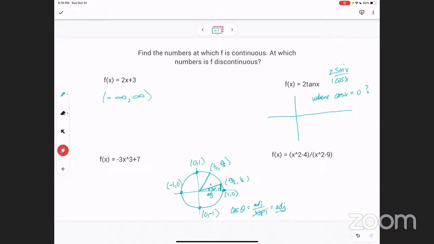And what did I say? Where does the cosine equal 0? Well, which one's your cosine, your x or your y coordinate? Do you remember? The x is your cosine, and the y is your sine.